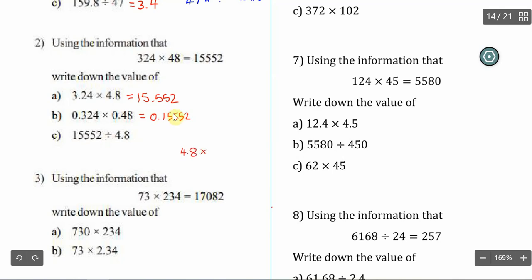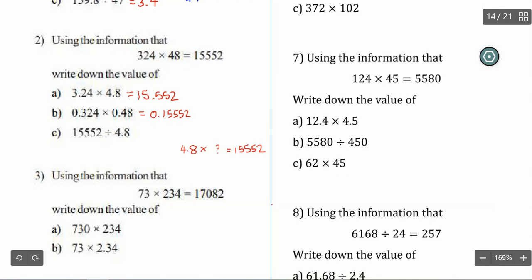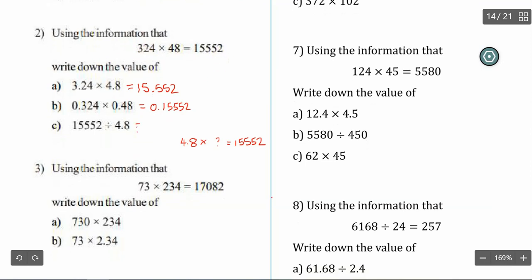So 4.8 times something is equal to 15552, and it's going to have these digits in it, but it's going to need to be 10 times bigger than that because this number has become 10 times smaller and we've still ended up with the same answer. So the answer is going to be 3,240.